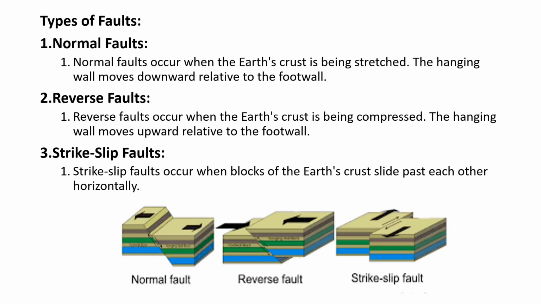There are different types of faults. First is normal faults. Normal faults occur when the Earth's crust is being stretched. The hanging wall moves downward relative to the footwall. Second is the reverse faults. Reverse faults occur when the Earth's crust is being compressed. The hanging wall moves upward relative to the footwall.